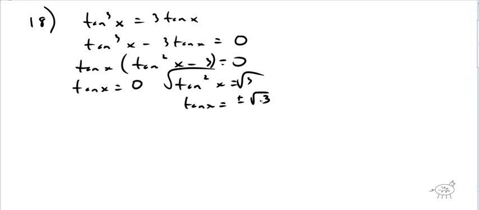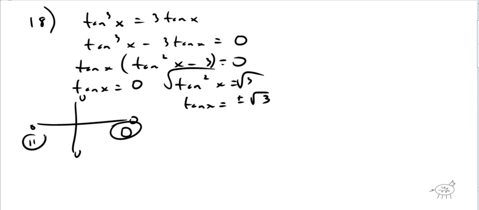Right? So it looks to me I'm going to have 6 answers. Where's tangent 0? Remember it's 0, undefined, 0, undefined. So we're still in radians, so this is going to be 0, one answer, and pi is another answer. And then it's plus or minus root 3. So it's not 30 degrees, it's 60 degrees, which is pi over 3. That's my reference angle.